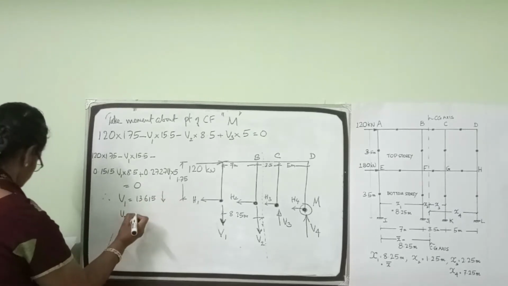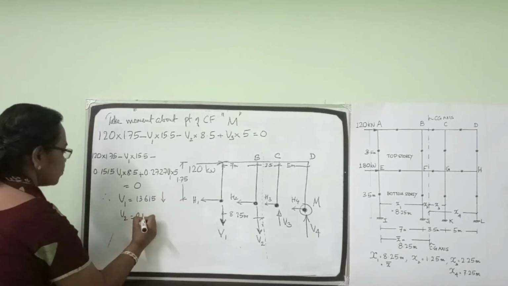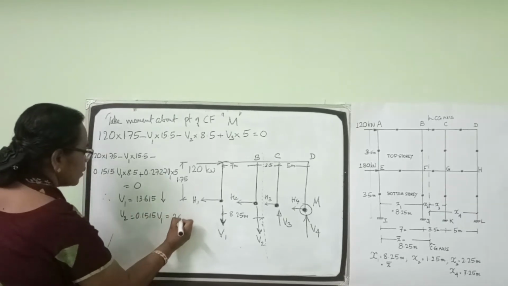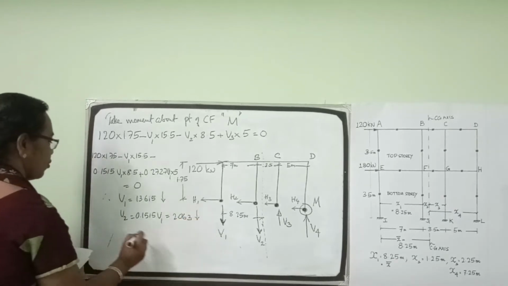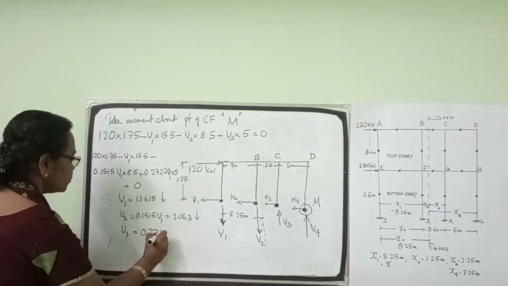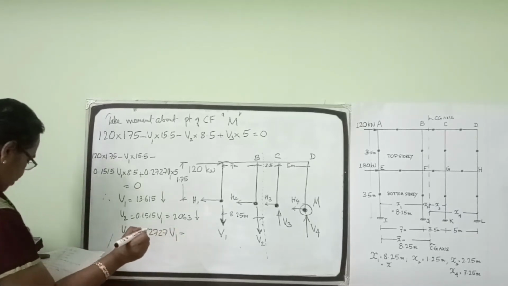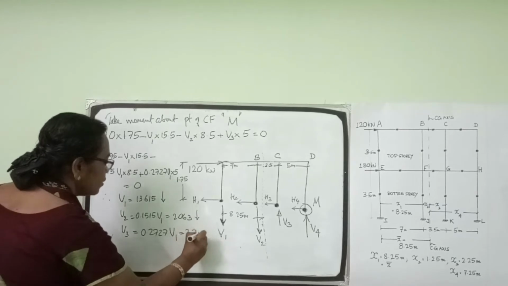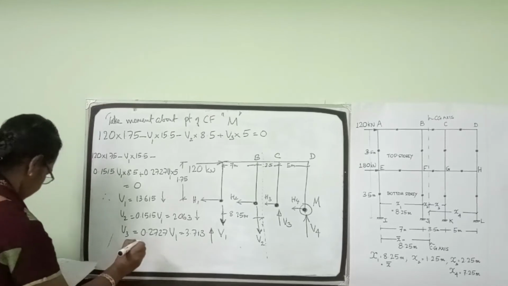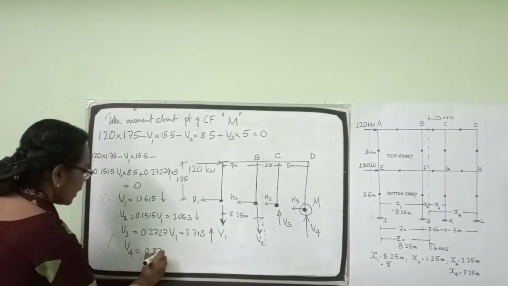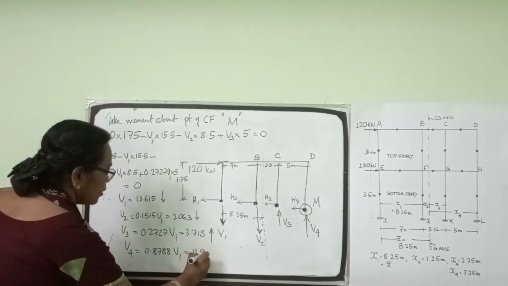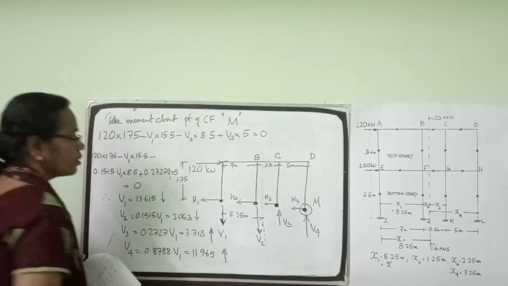V2 equals 0.1515 V1, 2.063 kilonewton downwards. V3 is equal to 0.2727 V1, will work out to 3.713 upwards. And V4 is equal to 0.8788 V1, 11.965 upwards.